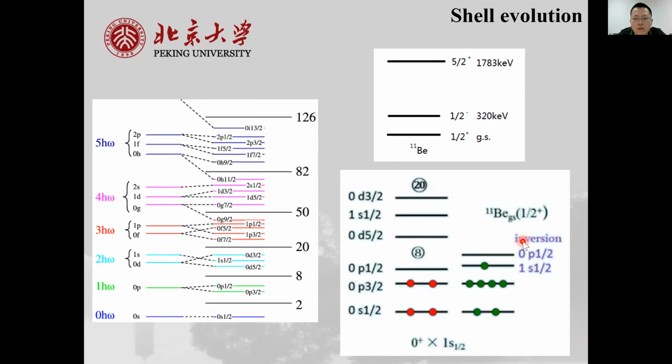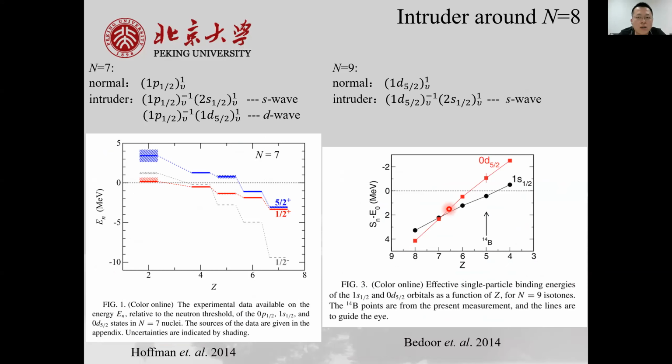If we focus on the region of light nuclei, let's first look at the intruder around N equals 9. For the neutron-rich nuclei with 7 neutrons, the normal configuration is that the last neutron occupies the p orbital. Well, as the J value decreases, we can observe obvious S wave intruder and D wave intruder.